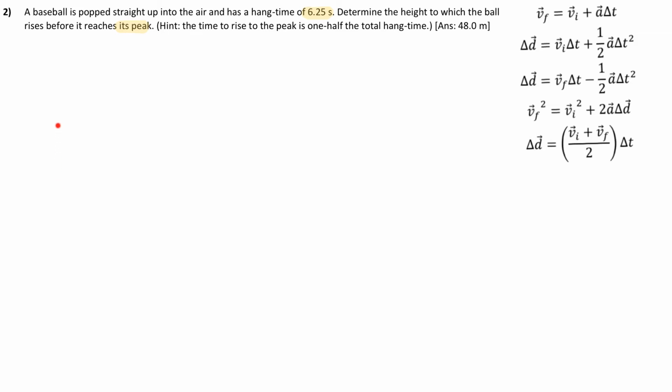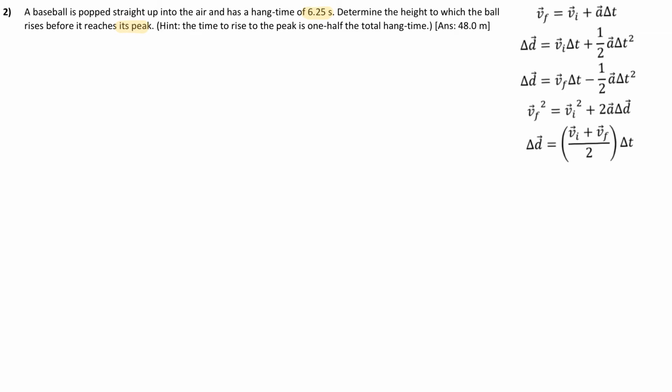So if a ball goes up and comes back, then the hang time is how long the ball has been in the air. In this case, we're given a hint which says as the ball goes up, let's say it takes 10 seconds to get there, it's going to take 10 seconds for it to come back. So the time it takes for it to go from the ground all the way up is going to be half of this, and that's going to be helpful.